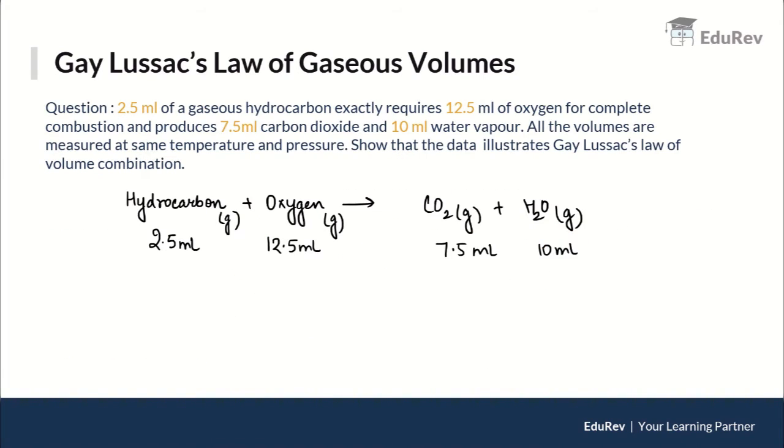Let's see this question. It says 2.5 ml of gaseous hydrocarbon exactly requires 12.5 ml of oxygen for complete combustion and produces 7.5 ml of carbon dioxide and 10 ml of water vapor. All the volumes are measured at same temperature and pressure. Show that the data illustrates Gay-Lussac's law of volume combination.